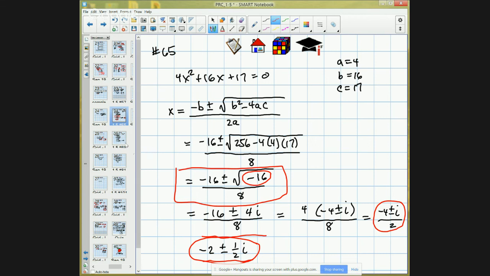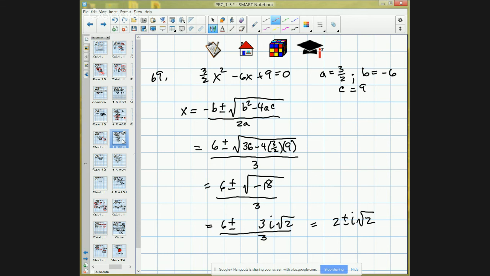All right. 69. Next one I'd like to look at. So I guess we have another one. This is the same kind. The only difference here is you wind up with a fraction for a, but still.